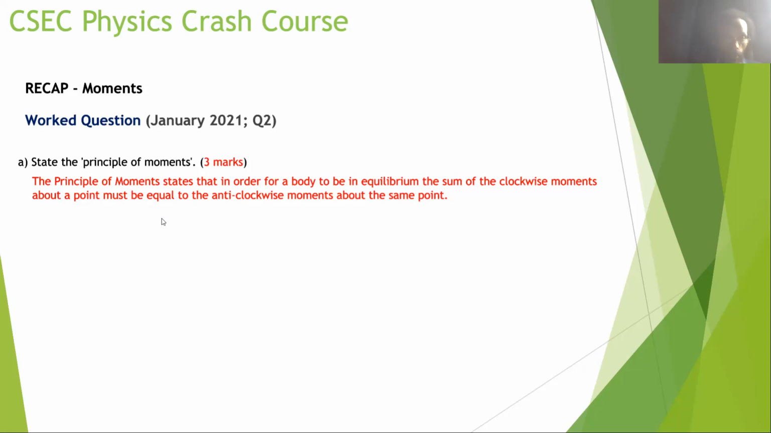The principle of moments is that in order for a body to be in equilibrium, and equilibrium means that it is balanced and not falling over, the sum of the clockwise moments about a point must be equal to the sum of the anticlockwise moments. I think the word sum is missing from this, but it should be the sum of the anticlockwise moments about that same point.